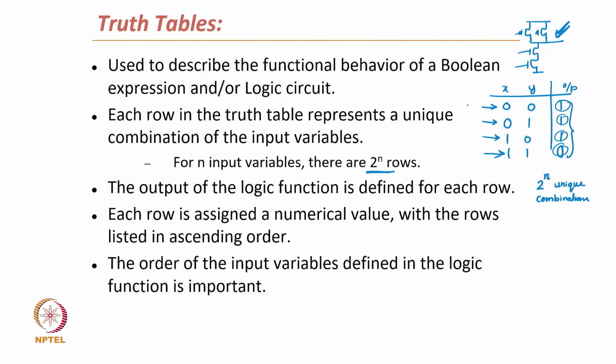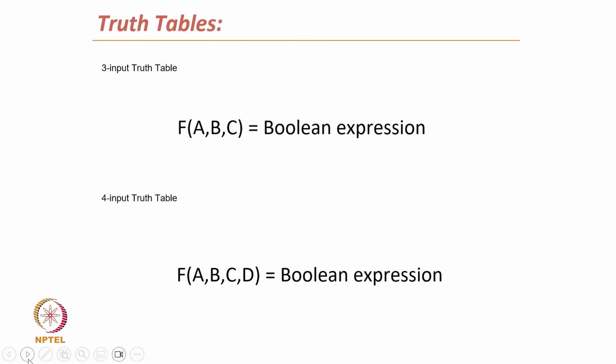So, we can list down the numbers as well, 1, 2, 3, 4 and so on. The order of the input variables defined in the logic function is important. So, this is the order in which the input variables are defined, that is also important. For a truth table, let us say we are talking about a 3 input truth table, it means it has 2 to the power 3, which is equal to 8 unique combinations.